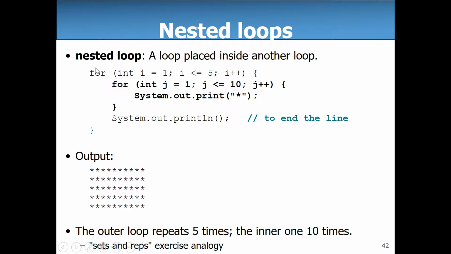So the way this works is that each iteration of the outer loop will do a full set of this inner loop and then print out an empty line. So our output is 10 stars, because that's what the inner loop does, then a new line. Print out 10 stars, print out a new line. Print out 10 stars, print out a new line. That makes sense to everybody so far?